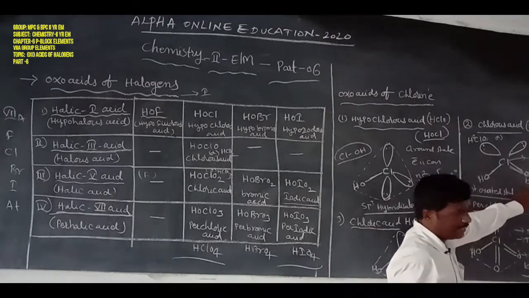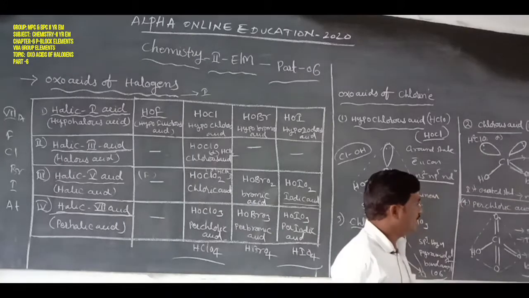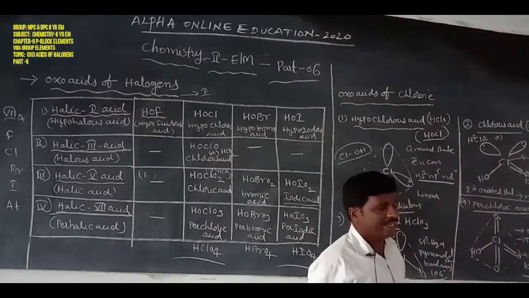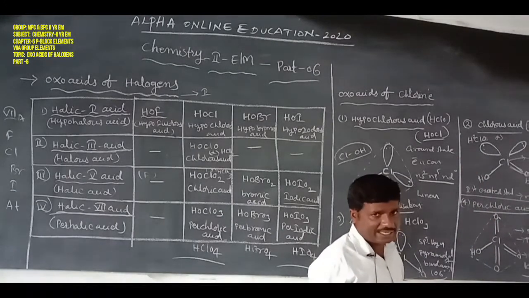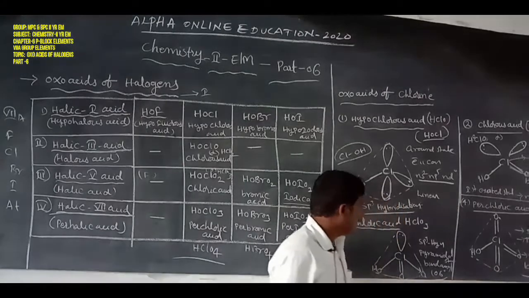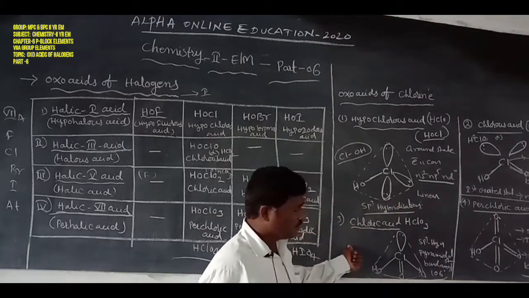Bond angle is 111 degrees. That is also known as chlorous acid. That is the second type of oxo acid of chlorine. Next, the third one, chloric acid.